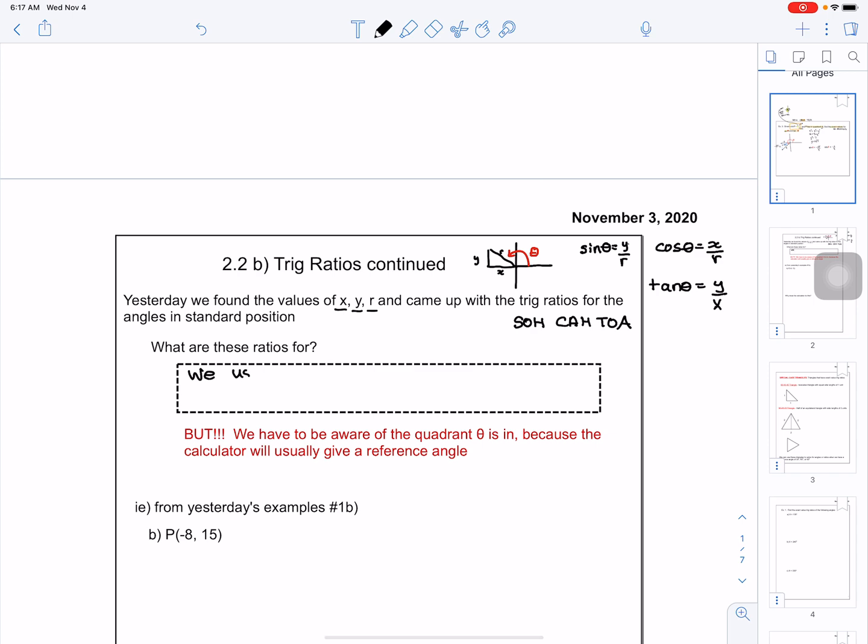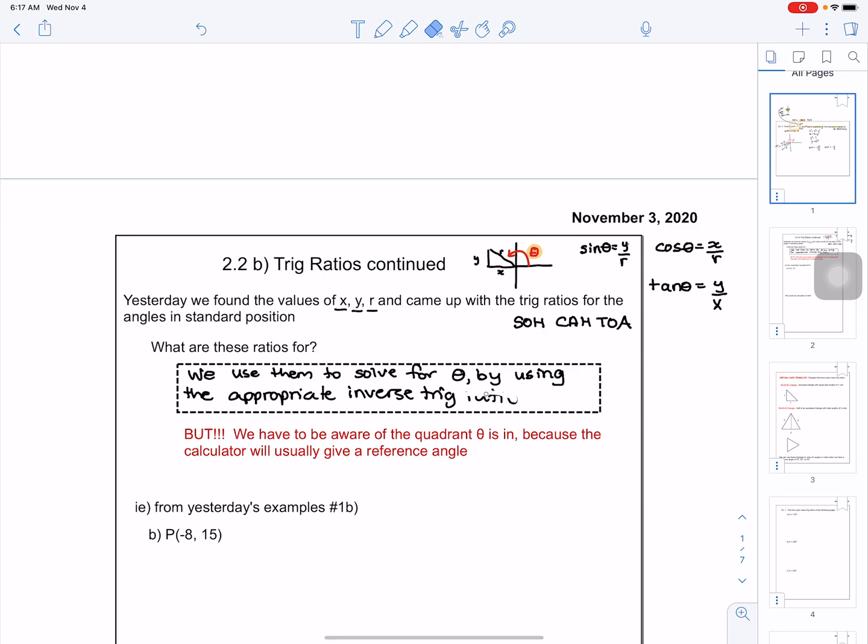We use these ratios to solve for theta, which is our rotational theta. So that would be an angle in this case between 90 and 180. Our answer has to be between 90 and 180 in this case, by using the appropriate inverse trig ratio.